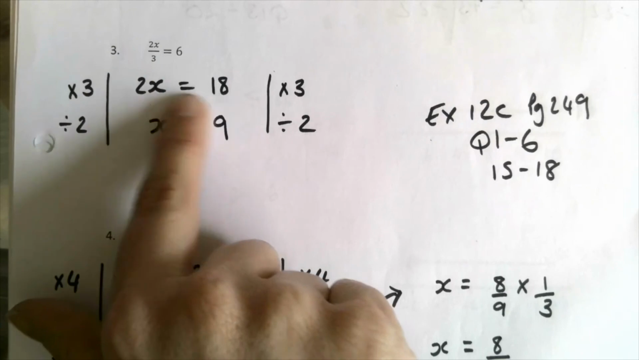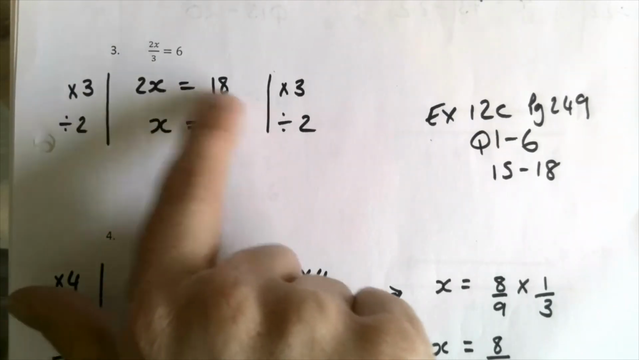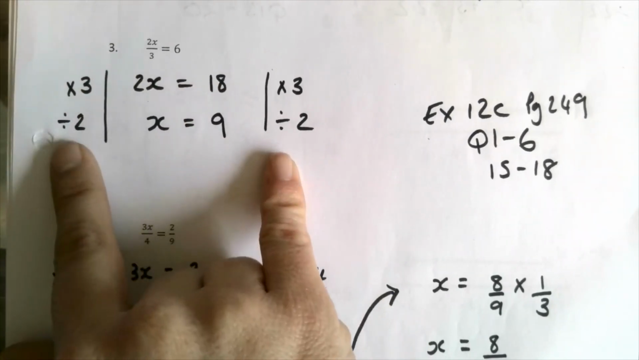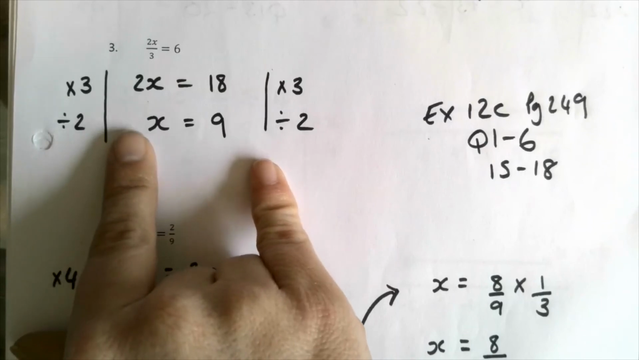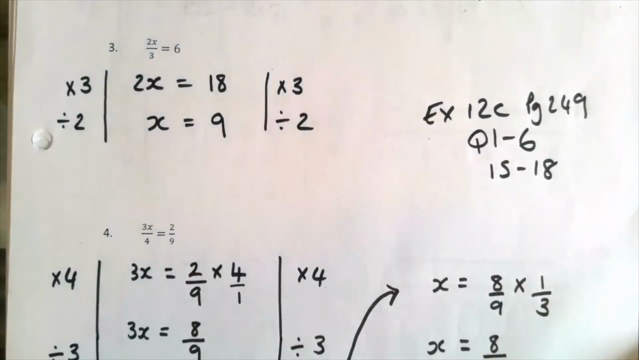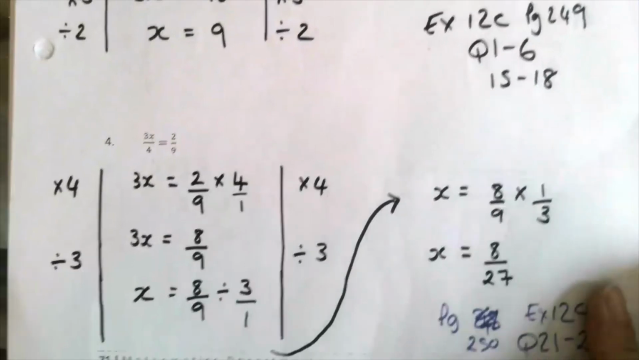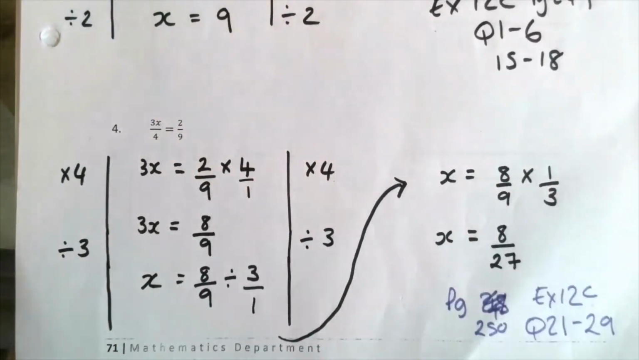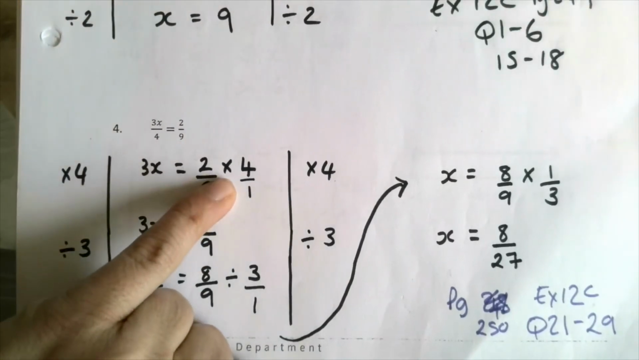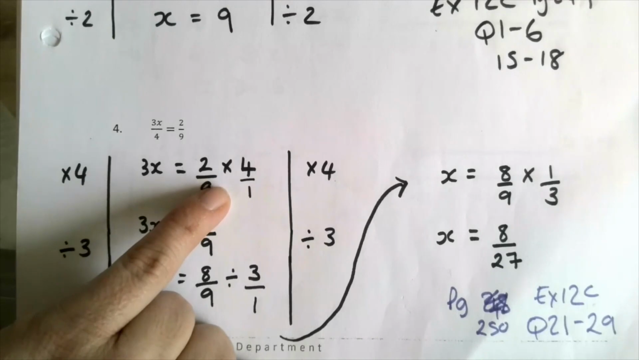Now we're all familiar with these. So if 2x equals 18, we just divide both sides of the equation by 2, and that gives us x equals 9. Okay, example 4. We've got 3x over 4 equals 2/9. So this is where we start to bring in our multiplying fraction skills.